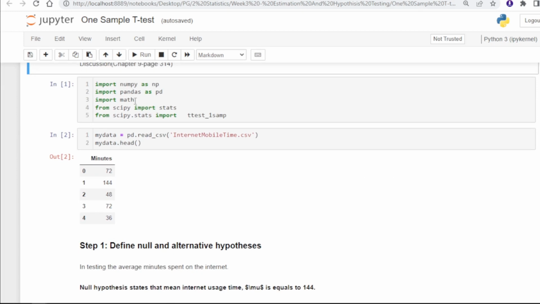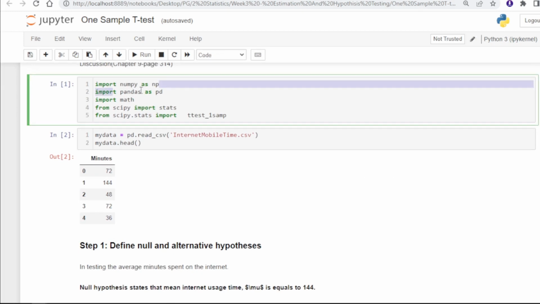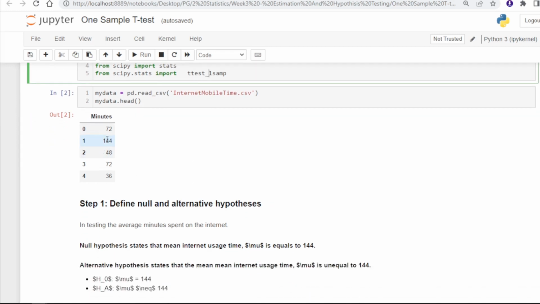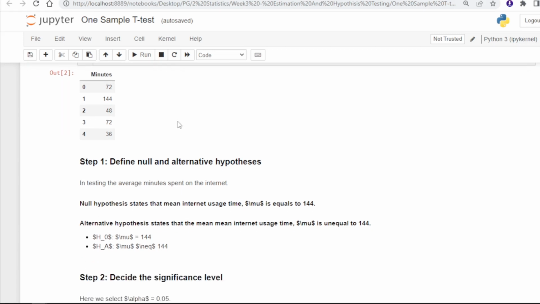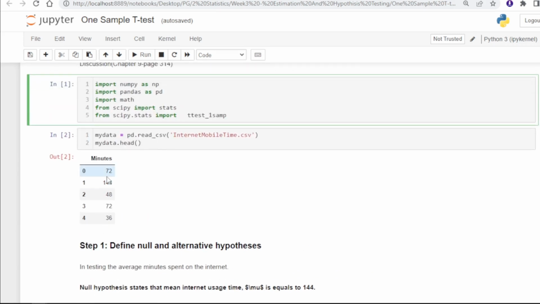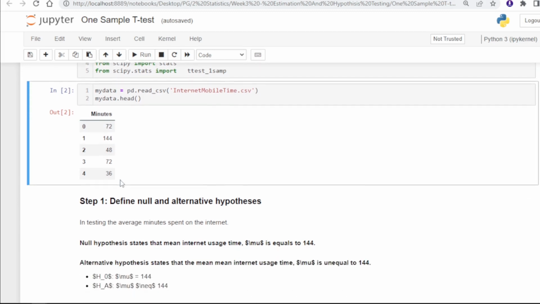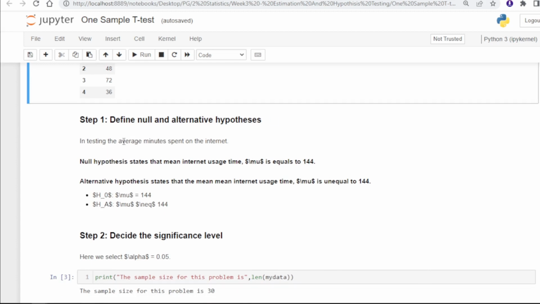Now we import the necessary libraries, that is NumPy, Pandas, Math, and stats from SciPy. This time we are importing the t-test for one sample. This is the data set that we'll be using, and I'll provide it in the description as well. This is the head: we have one column, minutes, and these are the values. There are steps to solve with the one sample t-test.